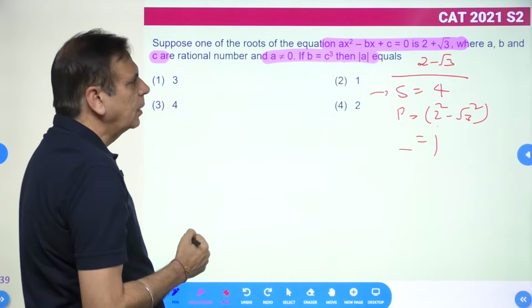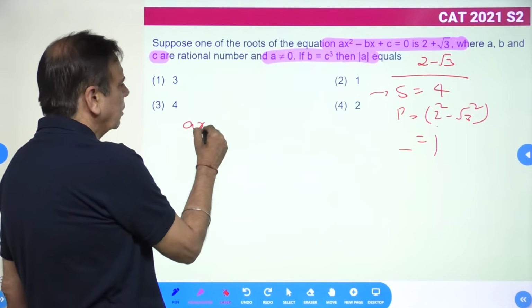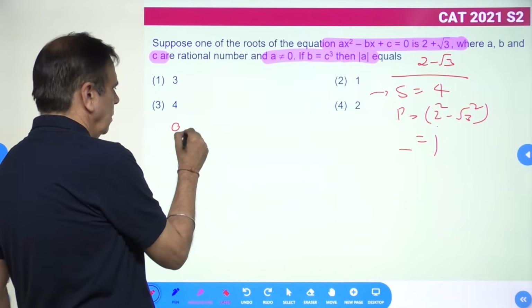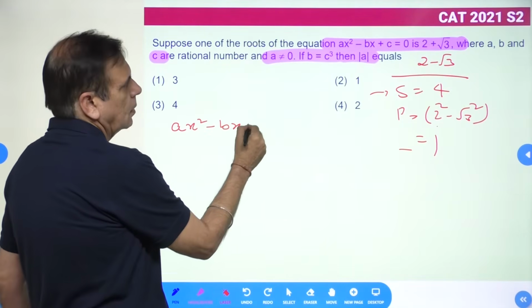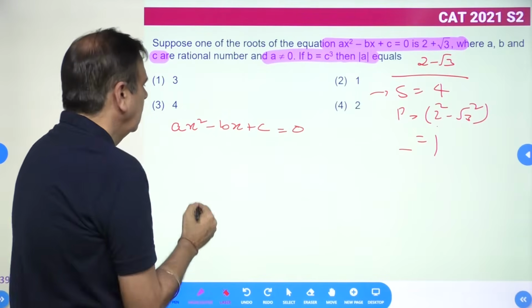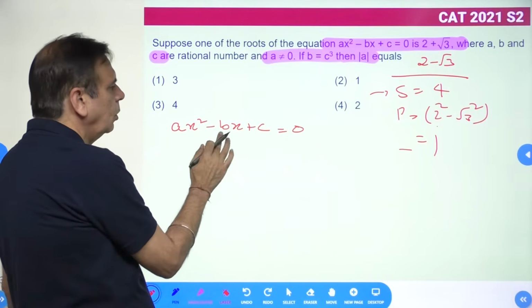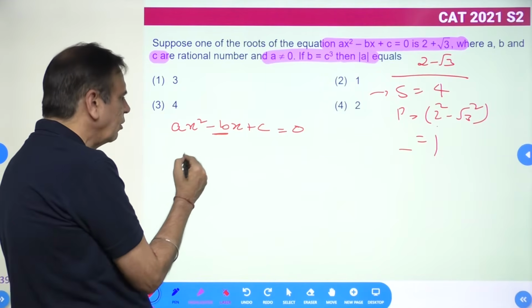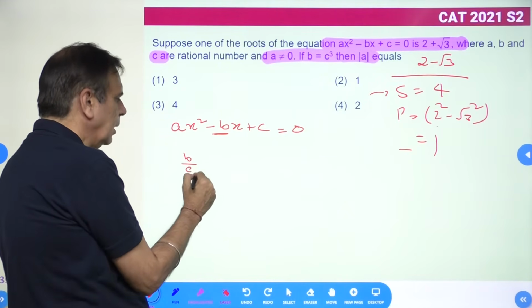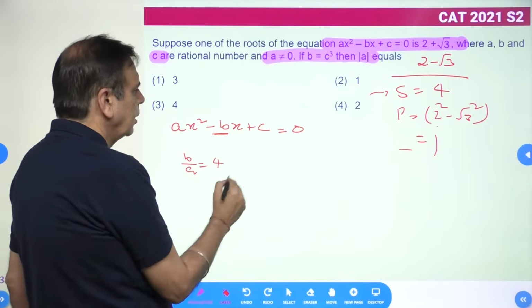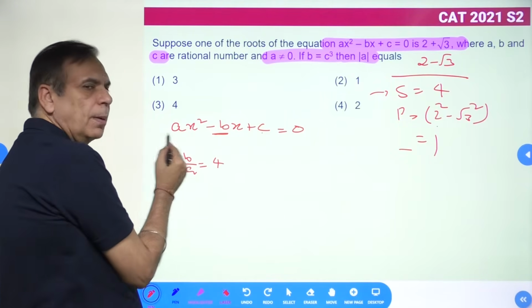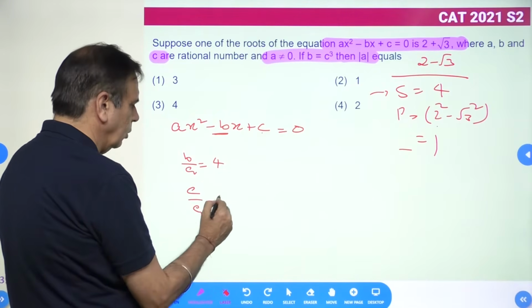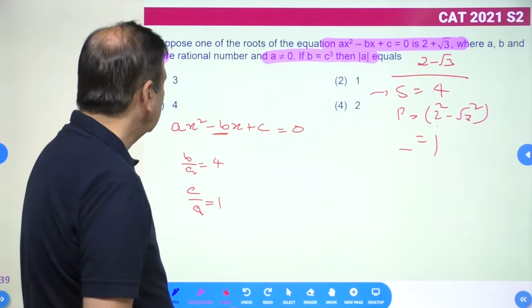So what will that equation become? Okay, when you look at this equation, ax square minus bx plus c equal to 0. That means sum is equal to 4, sum is equal to minus coefficient of x divided by coefficient of x square. So minus of minus b हो गया, b upon a is equal to 4. Similarly, product of roots is constant term upon coefficient of x square. So c by a equal to 1. Question क्या कह रहा है? b is equal to c cube.